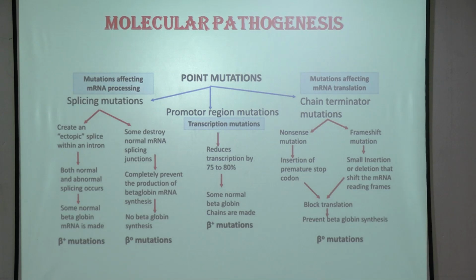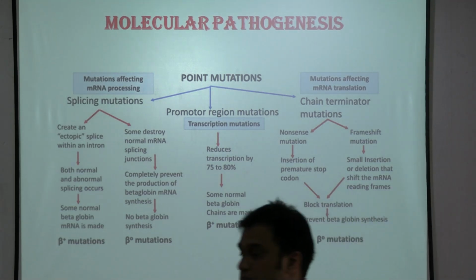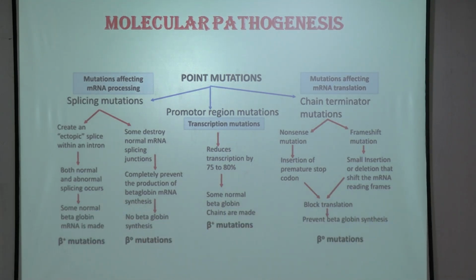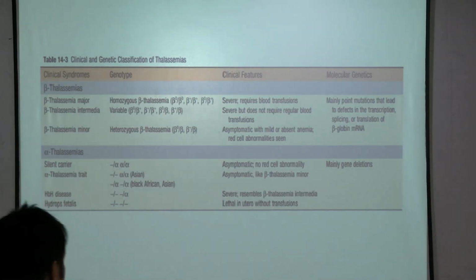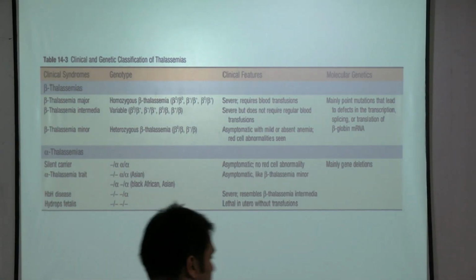Then there are promoter region mutations, which reduce the transcription by 75 to 80%. If you can remember the name, it's fine. They predominantly give rise to beta-plus mutations, and the last one is chain terminator, which gives beta-0 thalassemia. I'm coming to what is beta-0 thalassemia and what is beta-plus thalassemia. So just remember the names. Predominantly it's point mutations: splicing, promoter region mutations and chain terminator mutations. So this is the genetic classification.